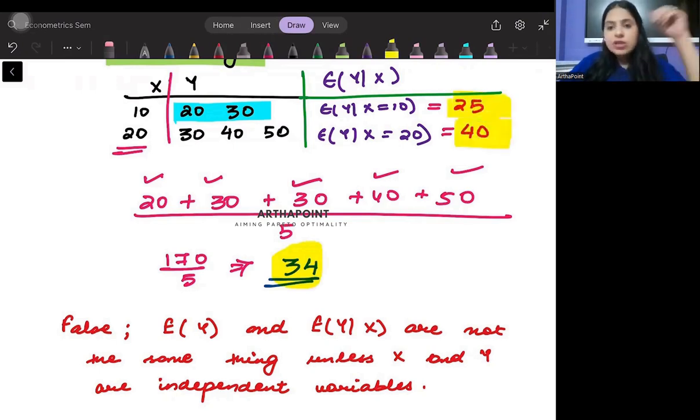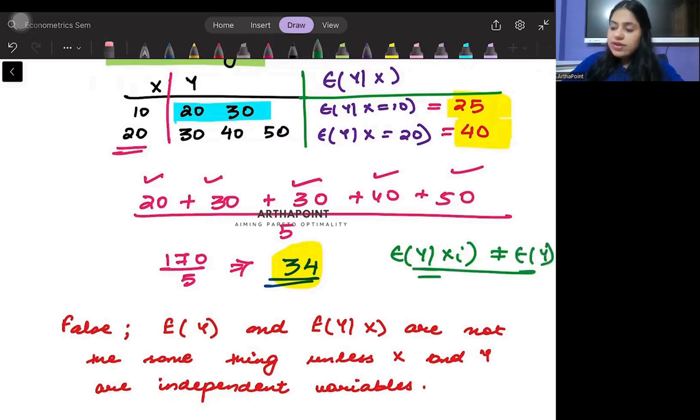So you see that the unconditional value of y is 34, whereas the conditional mean values of y are 25 and 40. And we can clearly see that E of y given xi is not equal to just E of y. It is not equal to E of y. So we can therefore say that the two things don't mean the same thing.